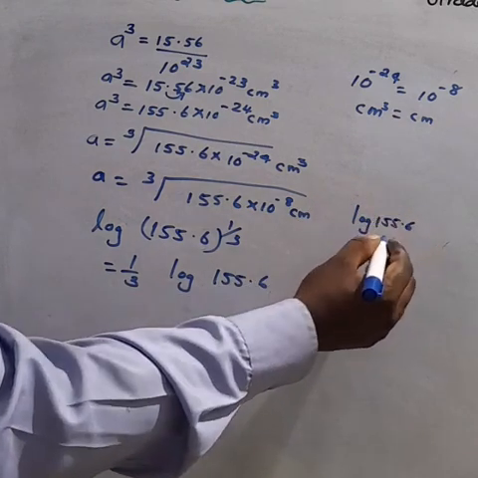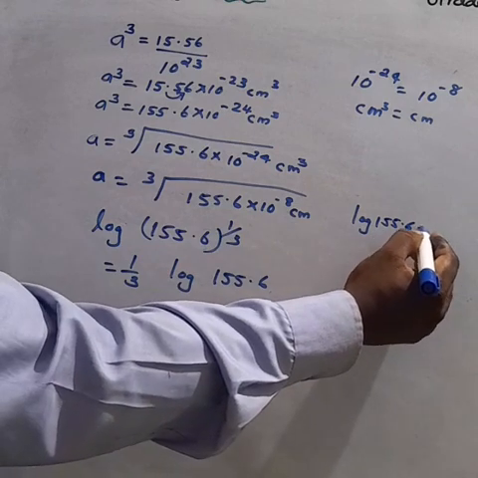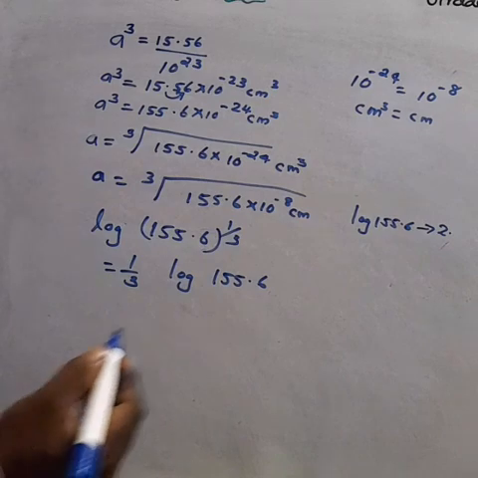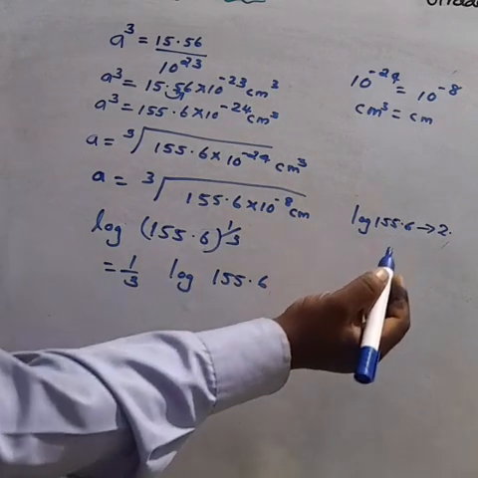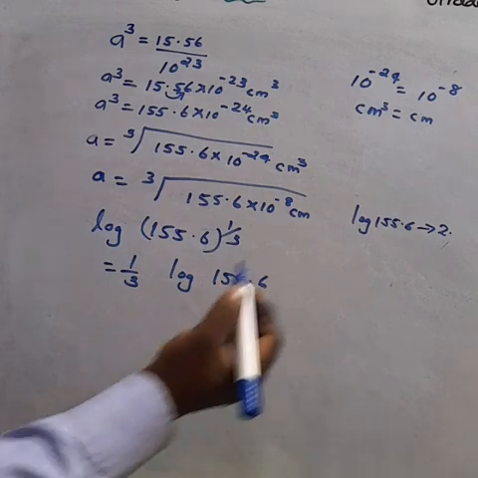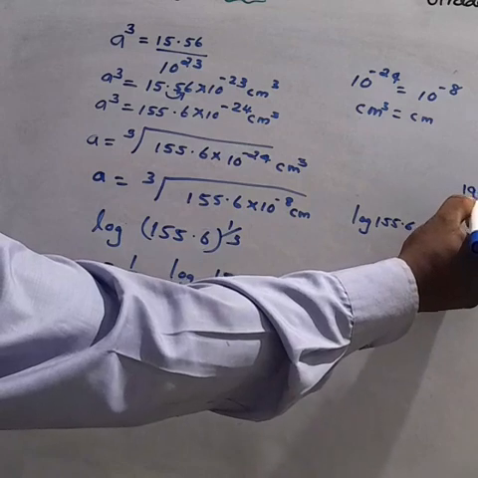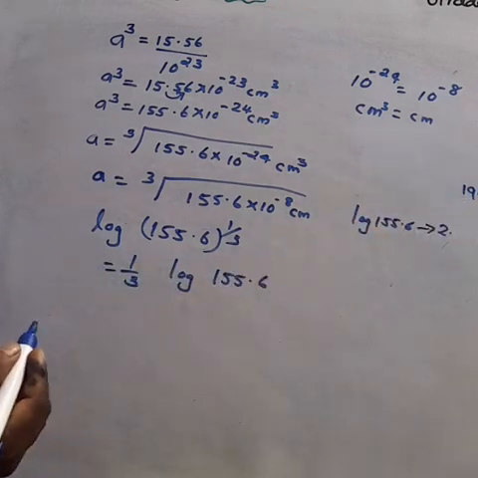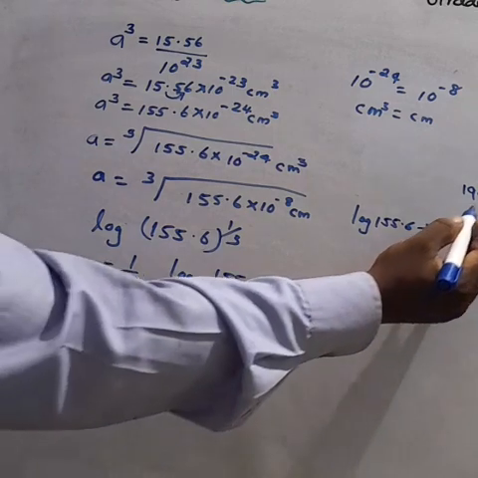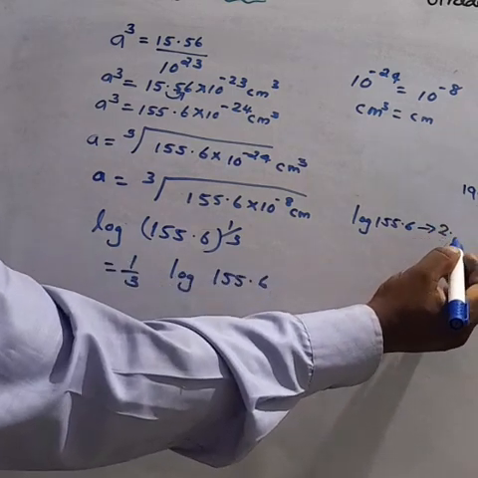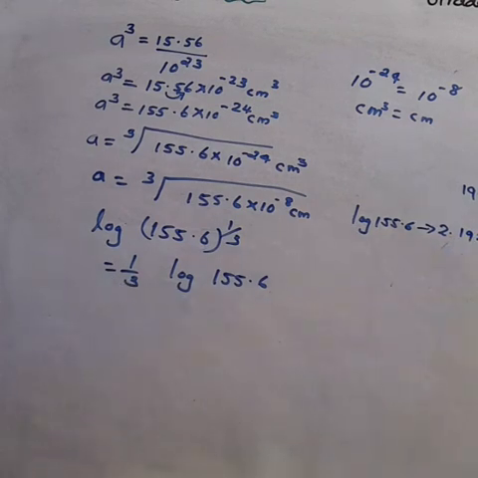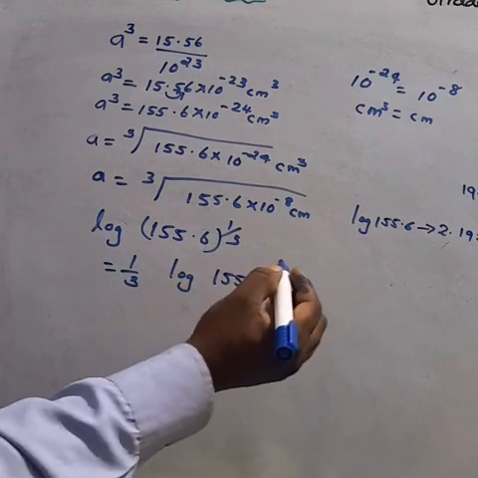Now here having 3 digits, so the characteristic is 3 minus 1, so we can write 2 point. Log of 155 gives 1903, that is 2.1903. Then for the 6, the mean difference is 17. So we get 2.1920. So it is equal to 1 by 3 into 2.1920.